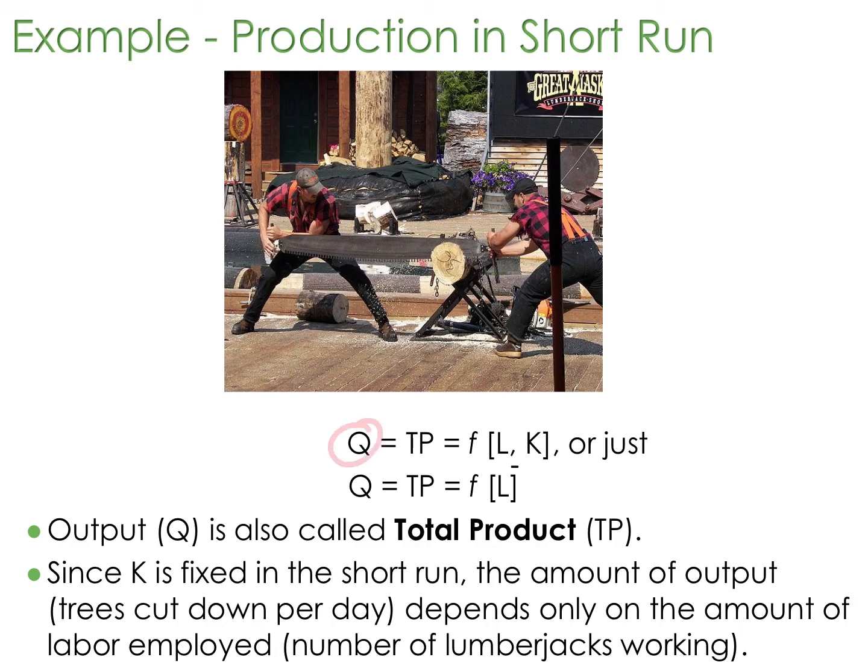So let's consider another type of production in the short run. The output here is logs or lumber, which is also called total product. And that's to help distinguish it from quantity of input. So quantity of output, same as total product, different than quantity of input. It is a function of a couple of things, amount of labor and amount of capital. But since we're talking about the short run, capital is fixed in the short run usually.